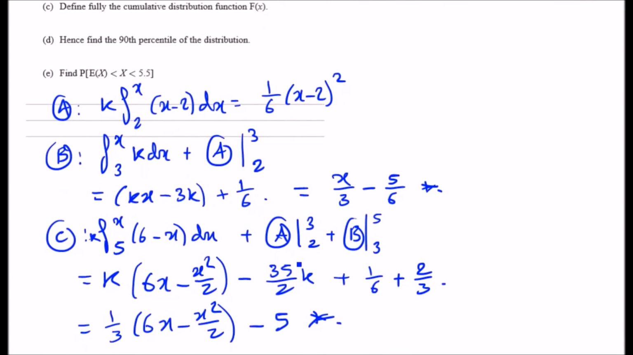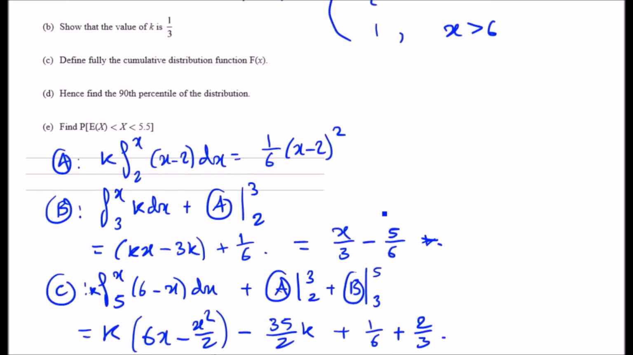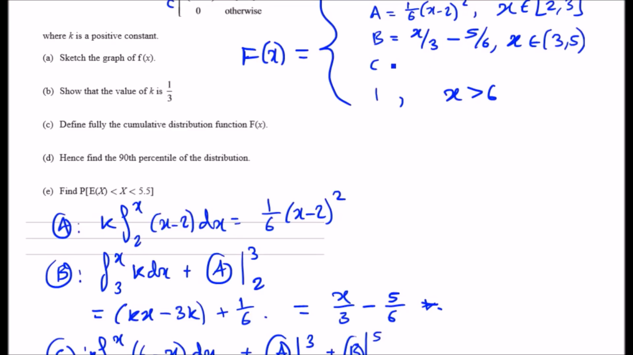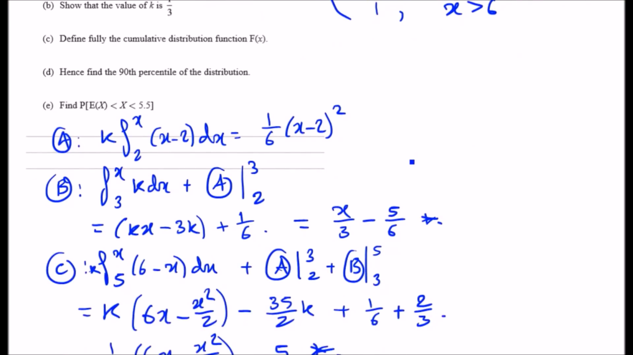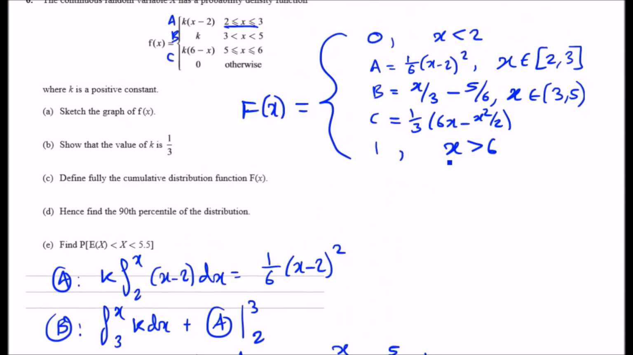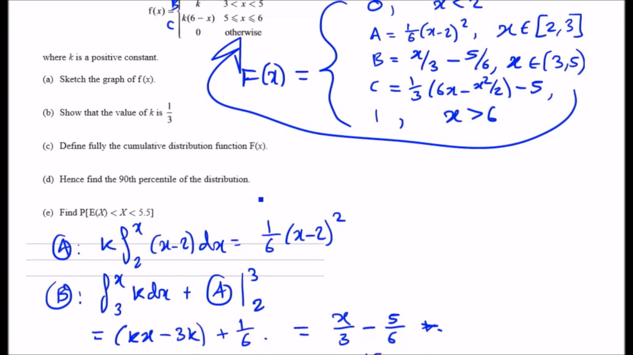For c, same thing, so it'll be all of that: 1/3 of (6x minus x squared over 2), minus 5, and that's it, all done with the same limits as above. Whew, not easy.